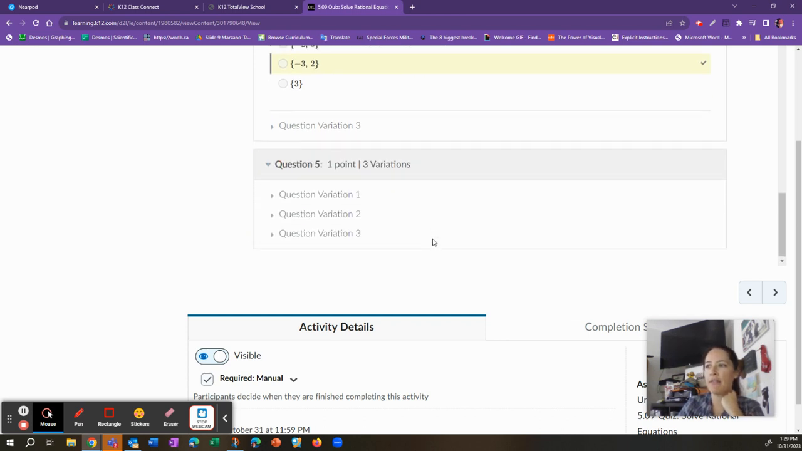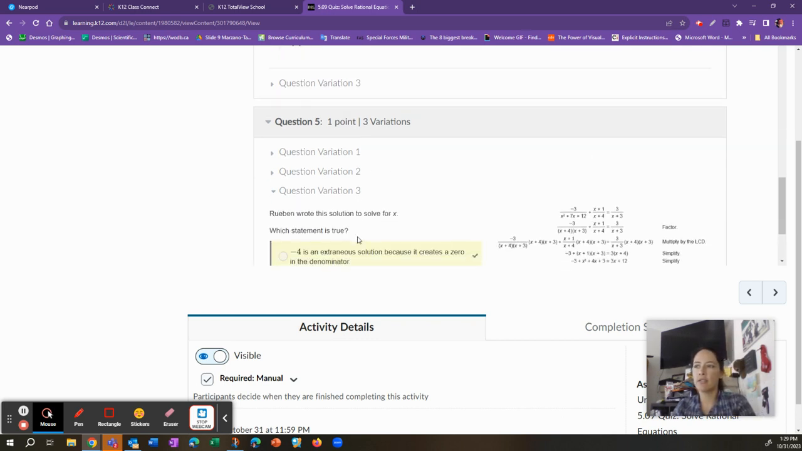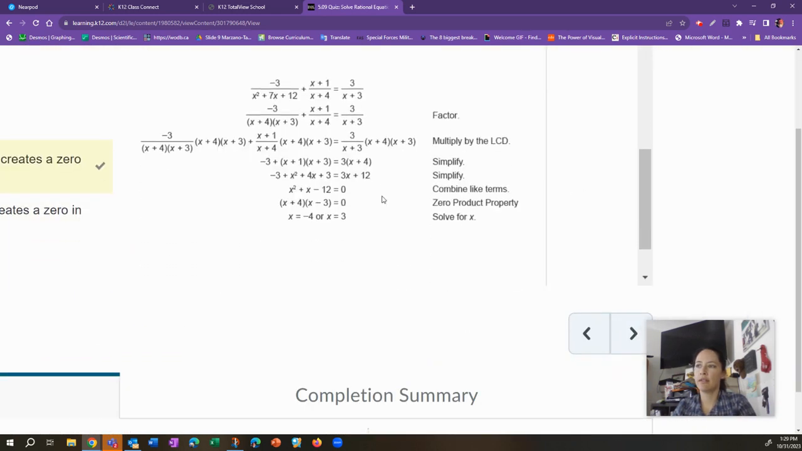Okay, question 5. Super quick. Doesn't matter what variation you have. Let's go take a look at Ruben. All right, Ruben. Did all this beautiful math, factored for us, got us some solutions. x equals negative 4 or x equals positive 3. Right here, you need to check those for extraneous solutions.